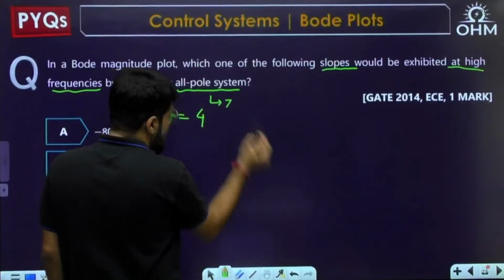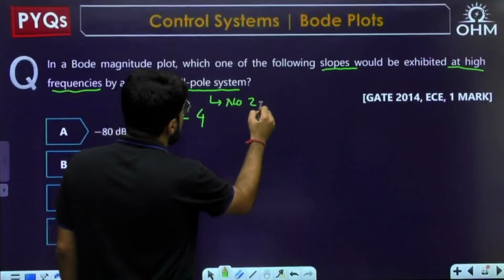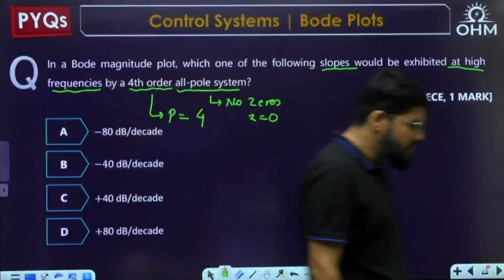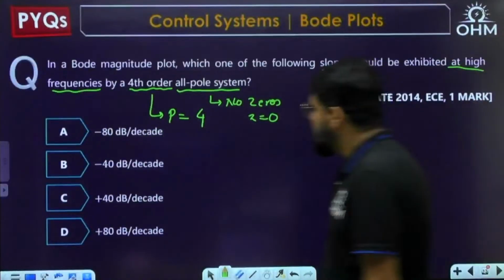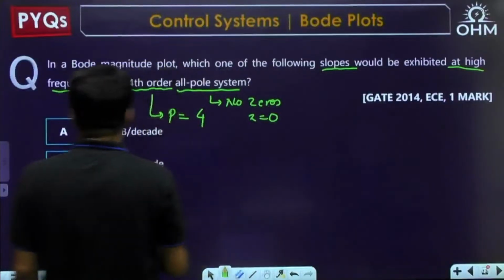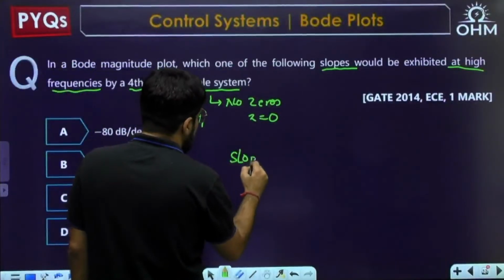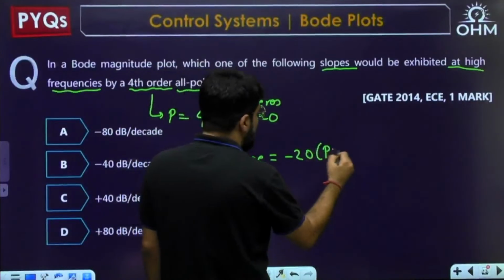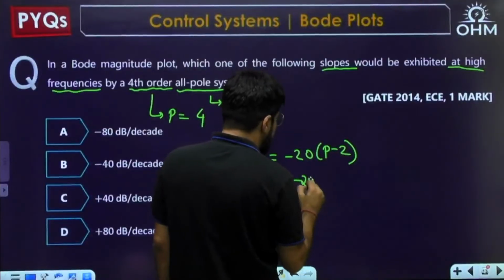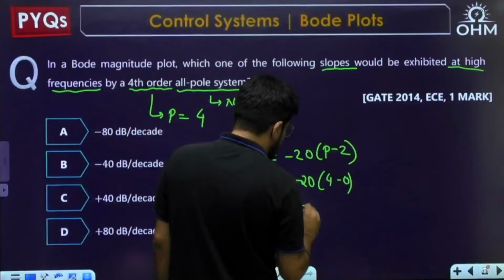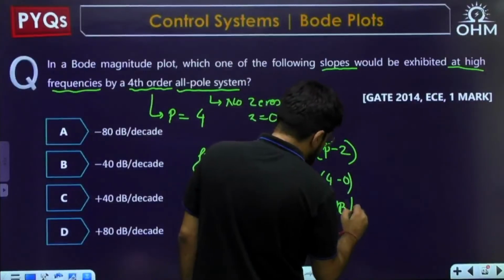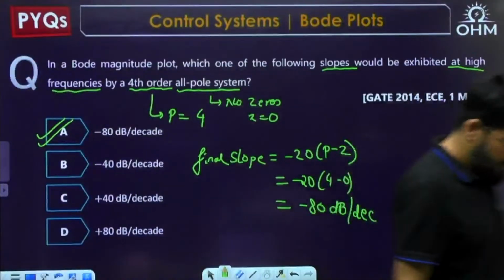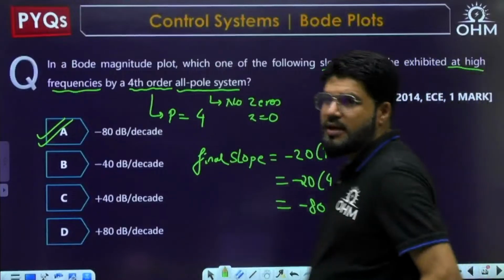What is an all pole system? All pole means there are no zeros. So there are 4 poles and no zeros. What is the slope at high frequency? The slope at high frequency, also called the final slope, as I explained, is given by the formula minus 20 into P minus Z. So 4 poles and no zeros makes it minus 80 decibel per decade. Option number A, minus 80 decibel per decade, is correct. Simple one.